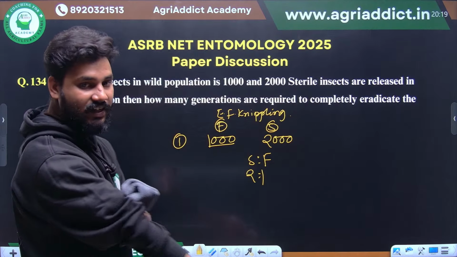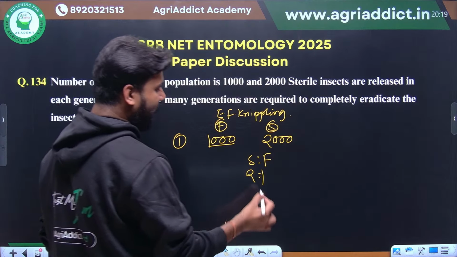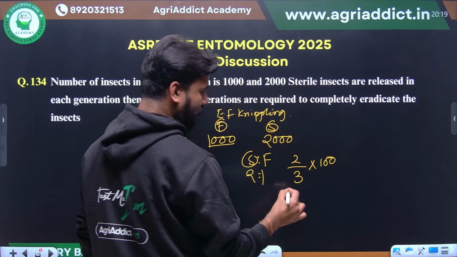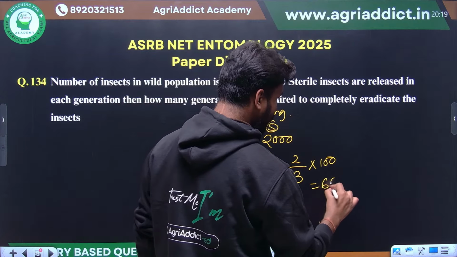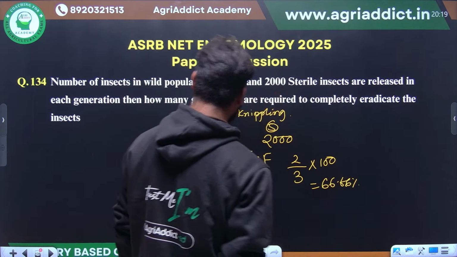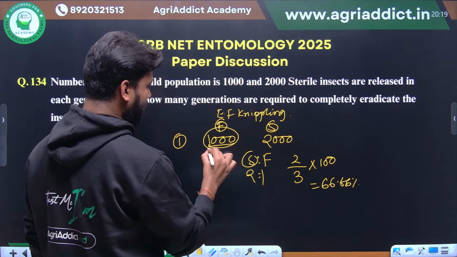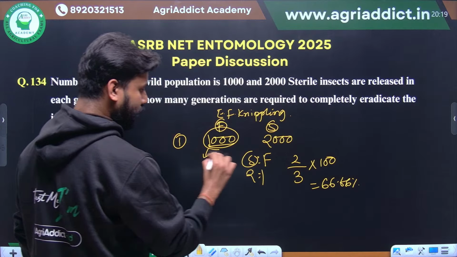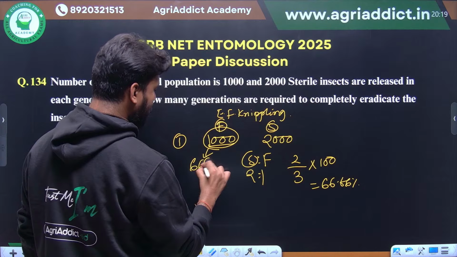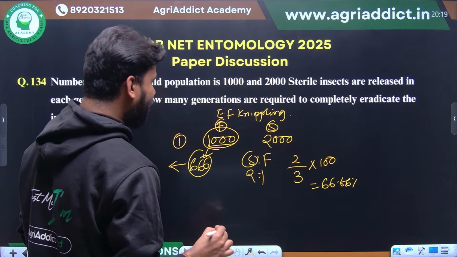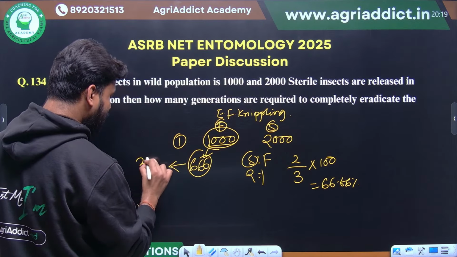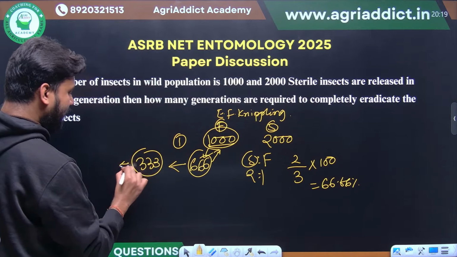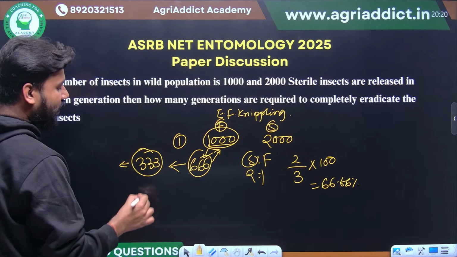So the percentage of infertile mates, that is sterile, will be 2/3 into 100. So it will be 66.66% in the first generation. So 66.66% of 1,000 is like 666. So after the first generation, the number of fertile insects remaining will be 333, because if you subtract 666 from 1,000, then after the first generation the number of fertile insects will be 333.